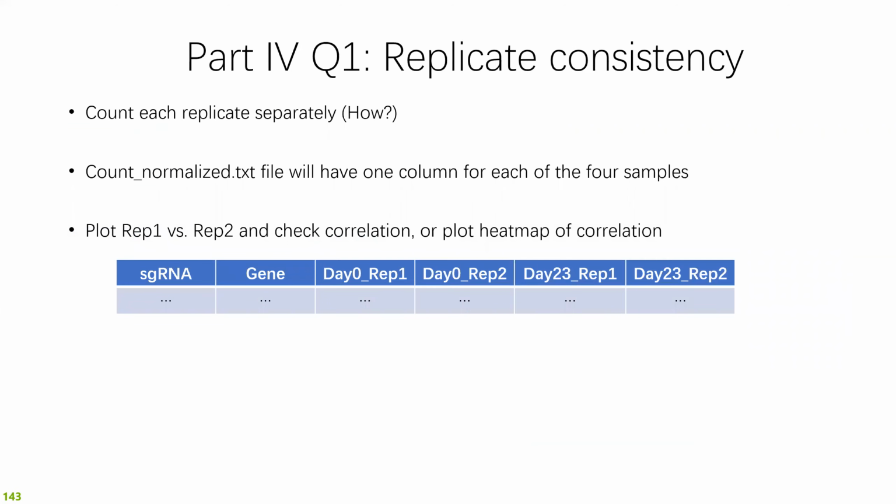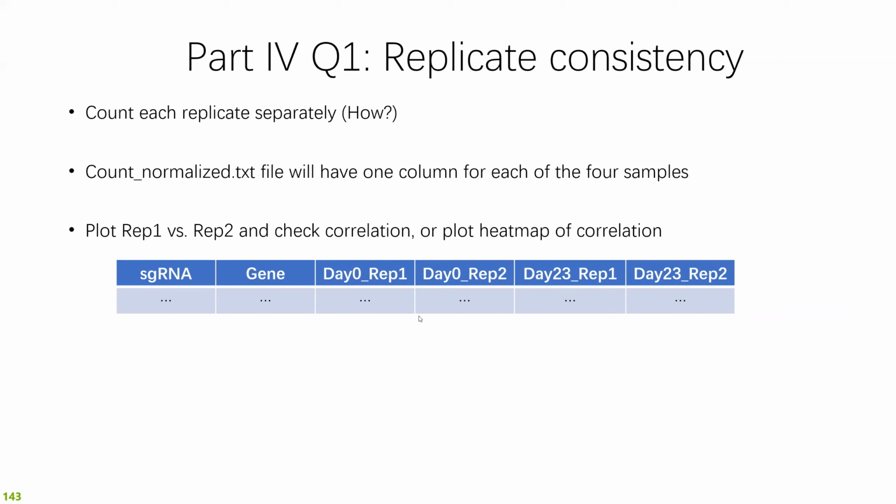And in this question, you will get a count normalized txt file, which contains 1 column for each of the 4 samples. And you want to check replicate consistency by plotting replicate 1 versus replicate 2 and checking their correlation. For example, for the file here, you check the correlation between replicate 1 and replicate 2 for day 0, and replicate 1 and replicate 2 for day 23.